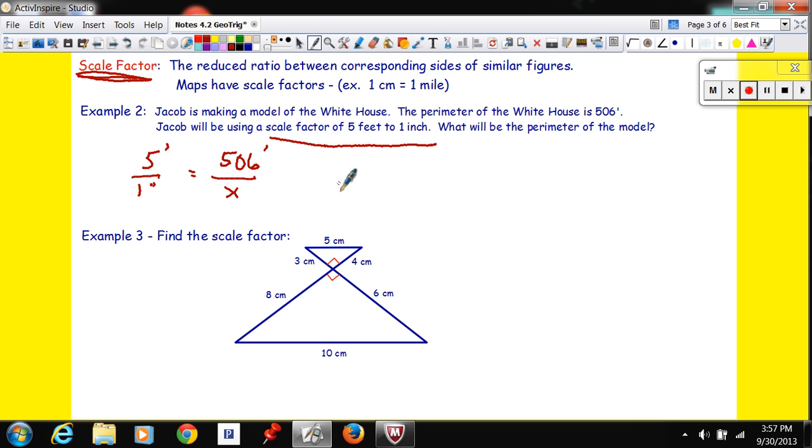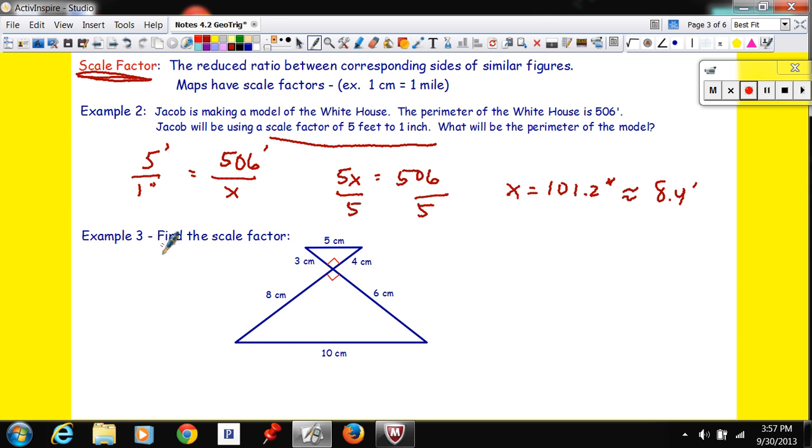So we would, again, cross multiply 5x equals 506. Divide by 5. He is going to get x equals 101.2 inches. Now again, you probably wouldn't say 101.2 inches. So you would divide that by 12, and you'd get about 8.4 inches, or feet, I mean about 8.4 feet. So 101.2 inches is about 8.4 feet.